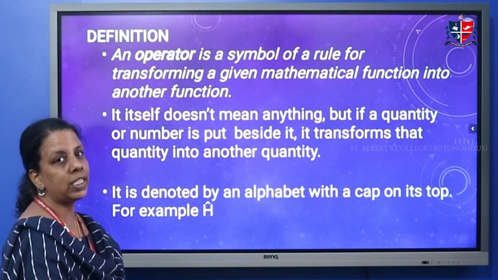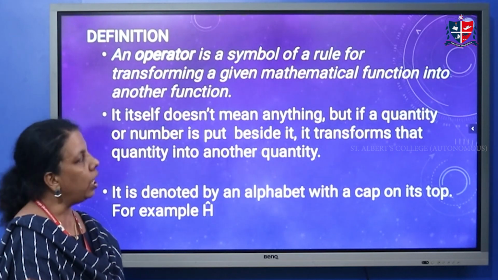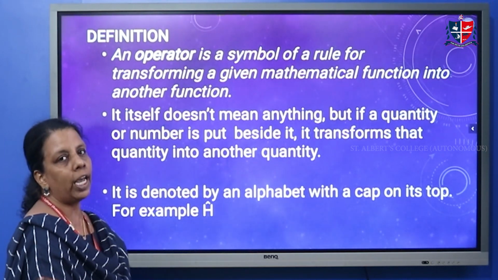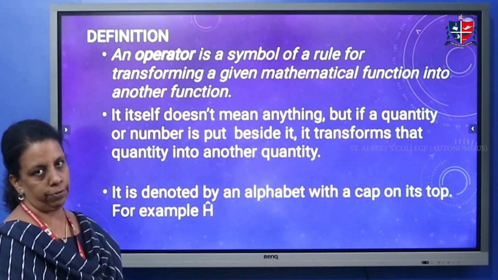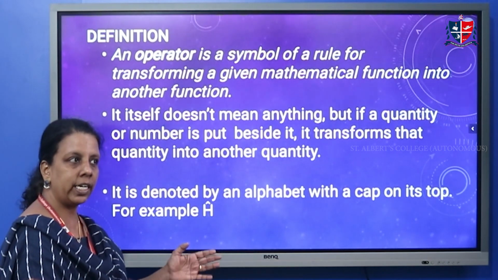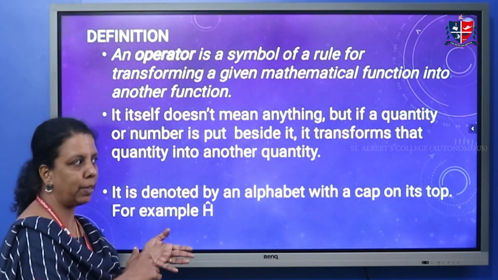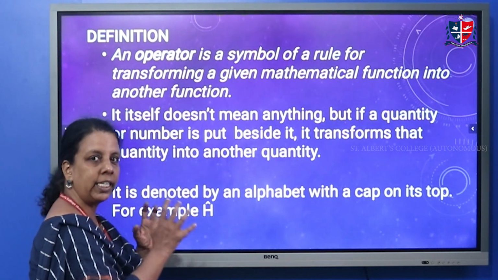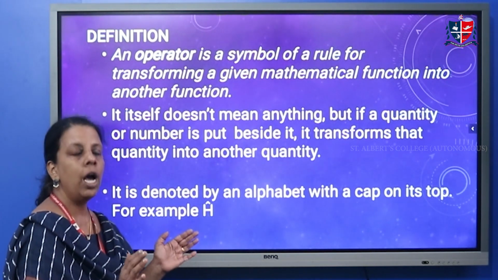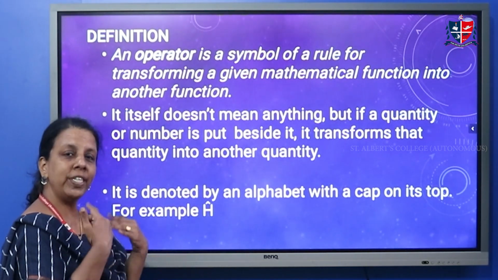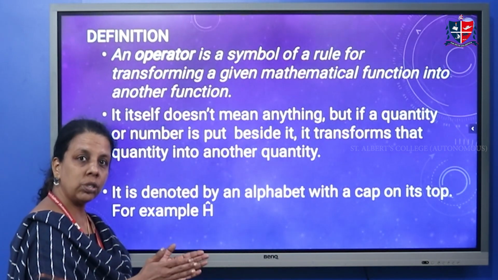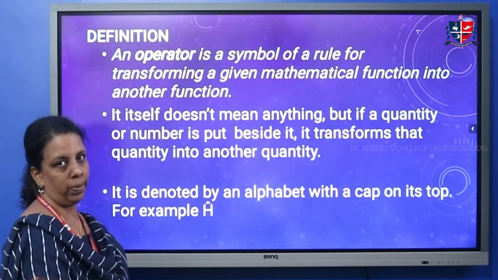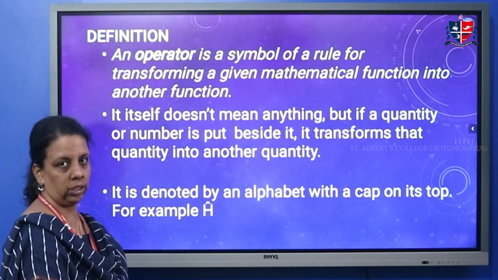An operator is a symbol of a rule for transforming a given function into another function. For example, when we take a case in mathematics, we take the plus sign. The plus sign, if we put the sign itself, it has no meaning, but when it is coming in between two numbers, it shows the addition of those two numbers and giving the sum.